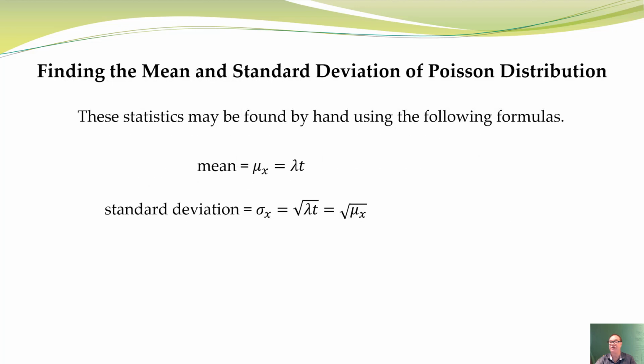Finding the mean and standard deviation of a Poisson distribution. These statistics may be found by hand using the following formulas. The mean, mu sub x, is equal to lambda times t. The standard deviation, sigma sub x, is equal to the square root of lambda times t, or the square root of the mean.